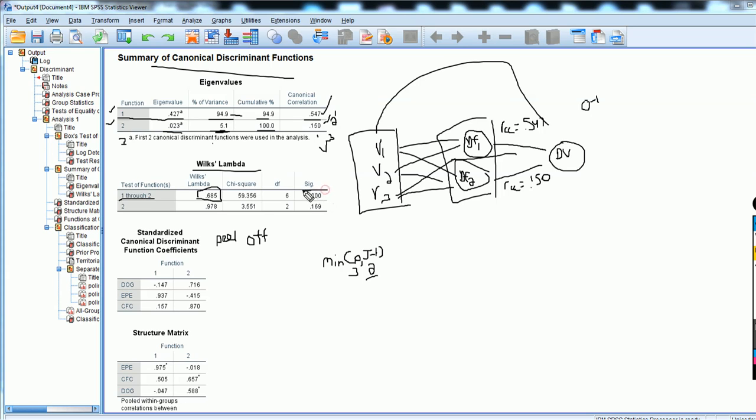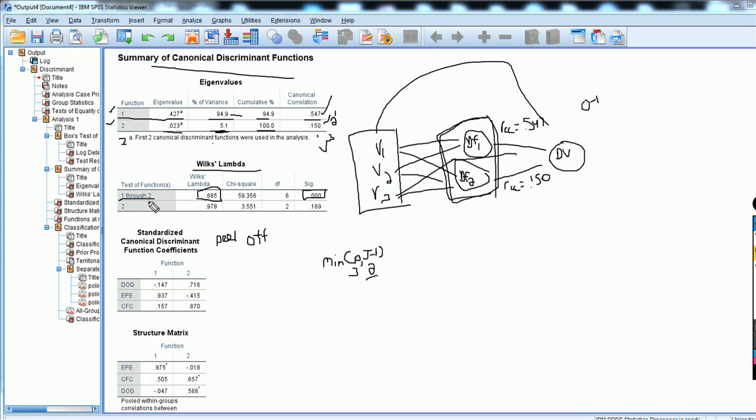So we have a significance test. And what this is telling us is that as a set, functions 1 and 2 are significantly related to the DV. So that's telling us then, again, that basically our predictor variables are related to the grouping variable. But we're essentially looking at that relationship via these discriminant functions. Okay, so our discriminant functions are related.